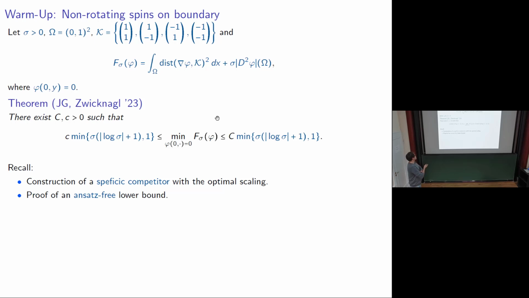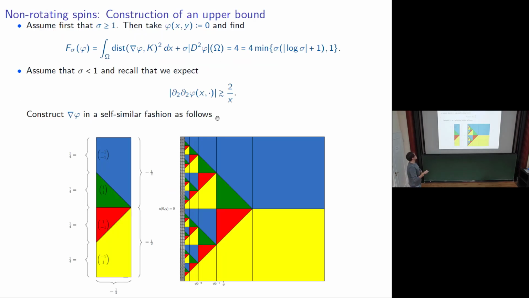Right. So I hope that I at least theoretically convinced you that this could be a good lower bound. So let's now talk about competitors very quickly. As I said, the first one is simple. If sigma is large, you want to be something like order 1, so you just put phi equal to 0.